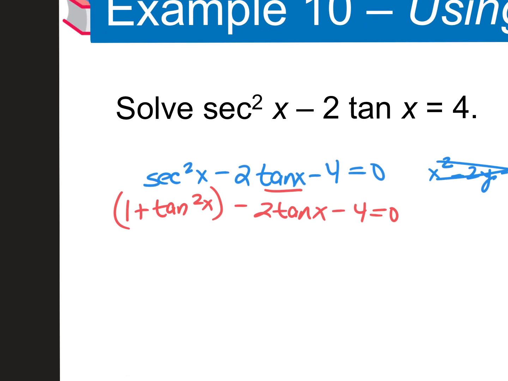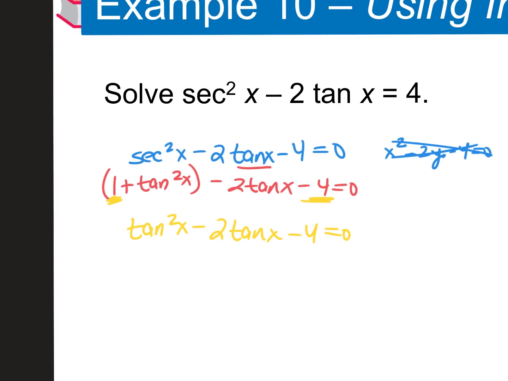Is there any bit of combining like terms that I could do? The 1 and the negative 4, good. So you guys are left right here with tangent squared x minus 2 tangent of x minus 4 equals 0. If this is still confusing to you and you're like, I just don't understand, how do we think with these problems? We should think how?